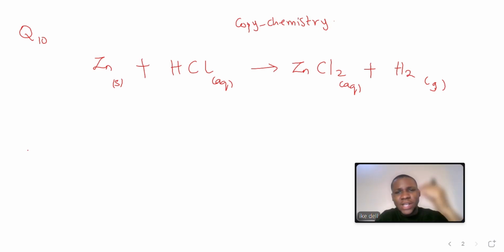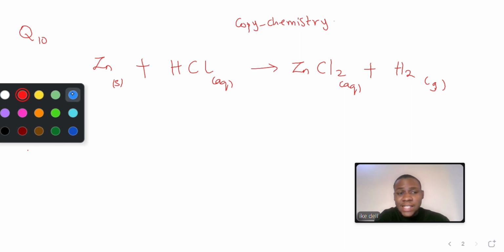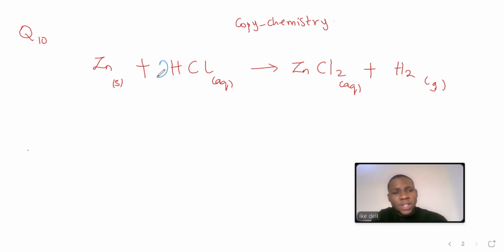Okay, so let's balance this, shall we? We have ZnCl2. That means I would need the chlorine to be 2, right? So that's the first thing I saw here. And that would mean that a 2 should stay there in order to balance the chlorine.